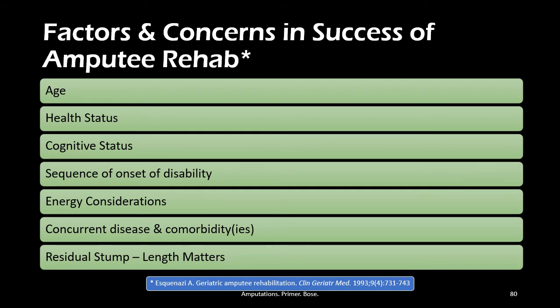One particular one I would like to reiterate, having previously mentioned it briefly, is that length matters. Length matters when it comes to issues of residual stump. In most cases, having adequate length is helpful, but not always. A stump that is too long or too short is prone to complications in rehabilitation. Therefore, it merits a deeper look, as we will discuss in the next slide.